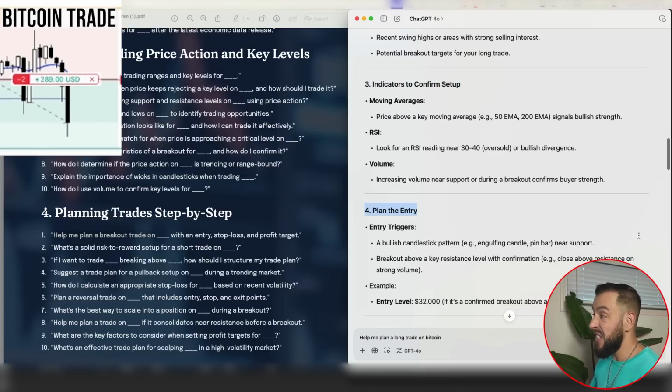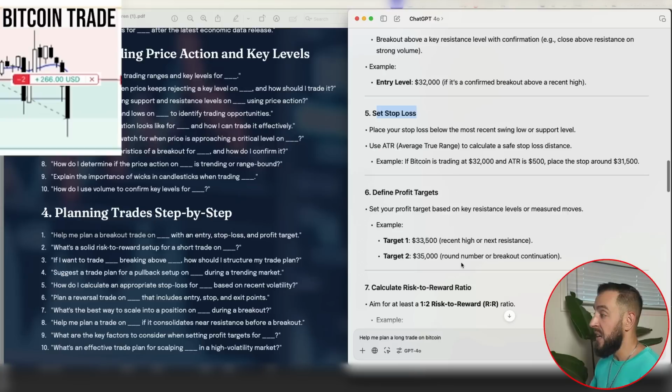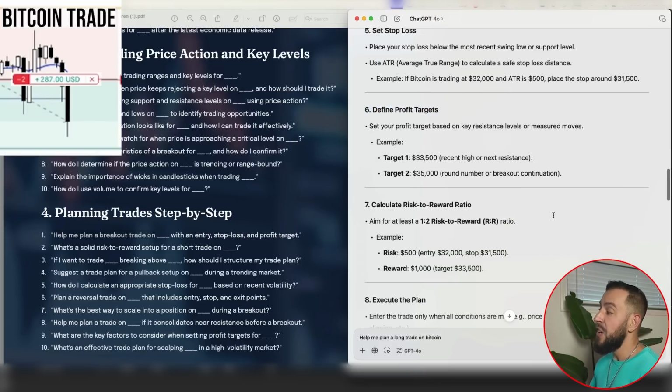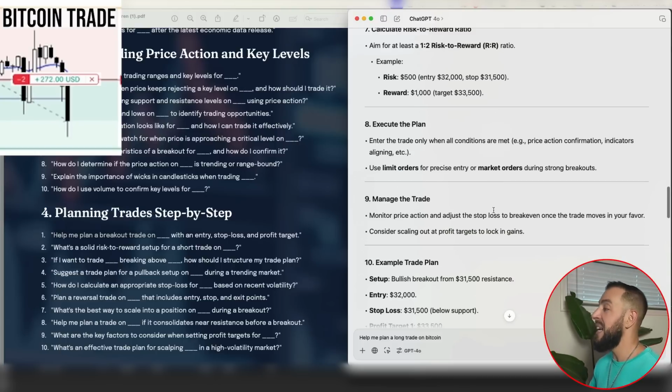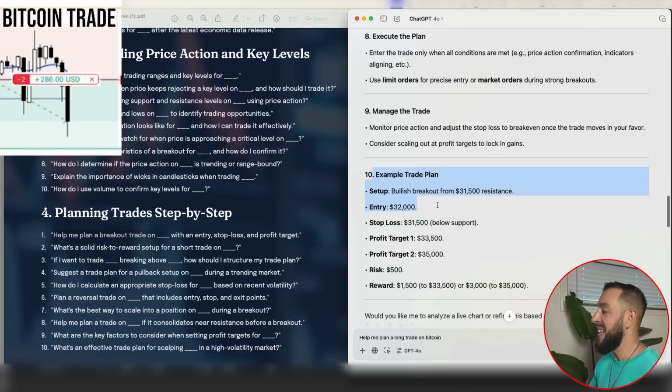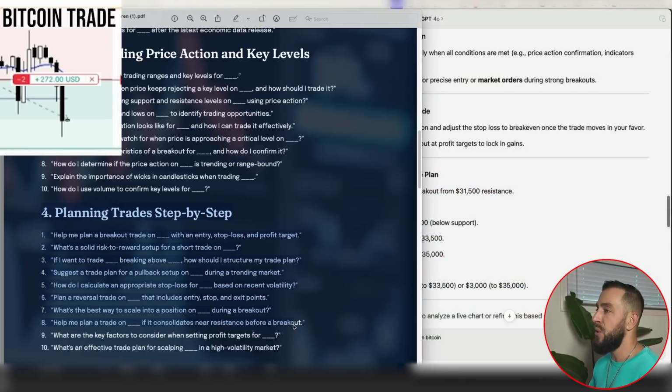And it gives us suggested entry price levels along with stop loss levels and definite profit targets, as well as considering planning your risk to reward ratio, which is very important, and then executing the plan, managing the trade, and an example. That's awesome. And as you can see in my free guide, we've got a bunch more prompts for you to try as well.